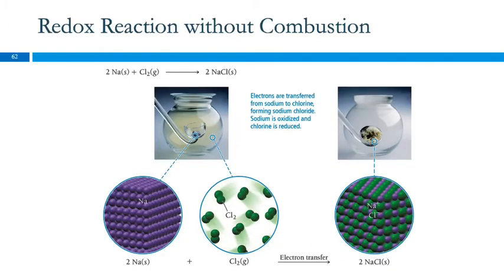Here's a redox reaction without combustion. This one does not involve oxygen. Here we have a metal reacting with a nonmetal. Metal element, nonmetal element. These react to form an ionic compound. Here we've got the sodium metal and chlorine gas, and these will react quite vigorously and form sodium chloride.